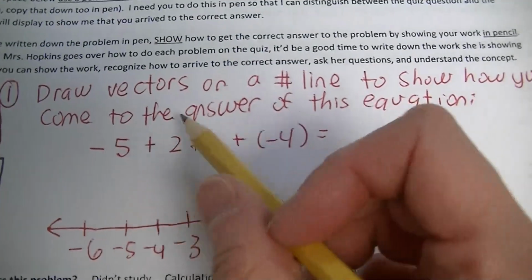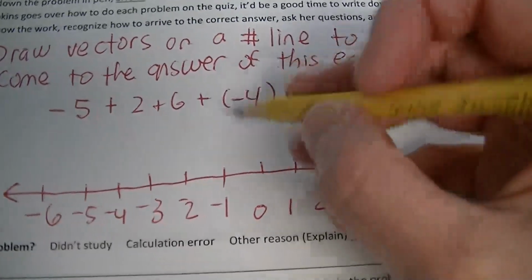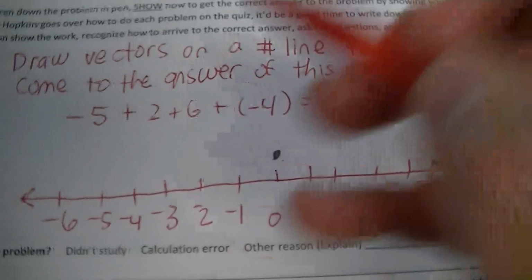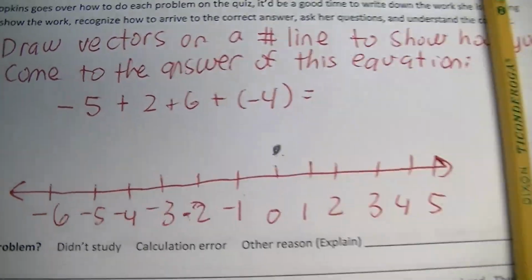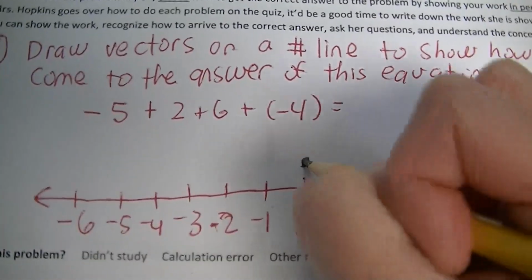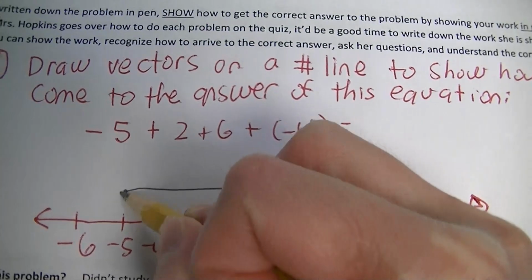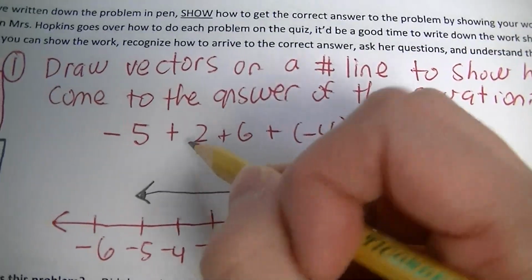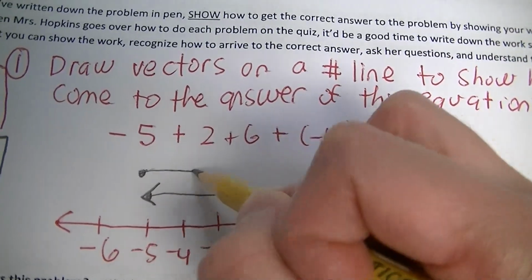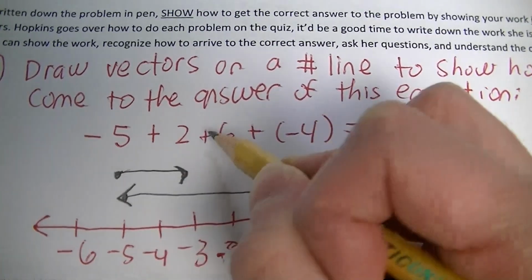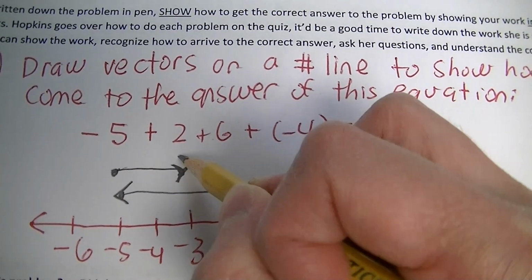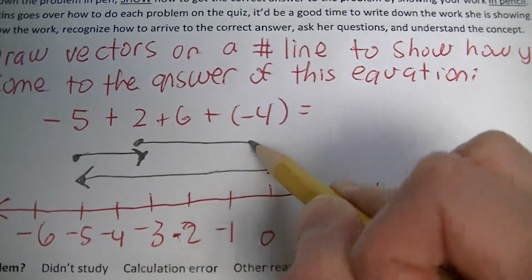So it says I got to use vectors on a number line to model this. Okay, that's a -2. And I have to go from 0 to -5 because I have to go 5 units to the left. Then right here I got to go 2 units to the right. And then from there I have to go 6 units to the right, because that's a plus 6.